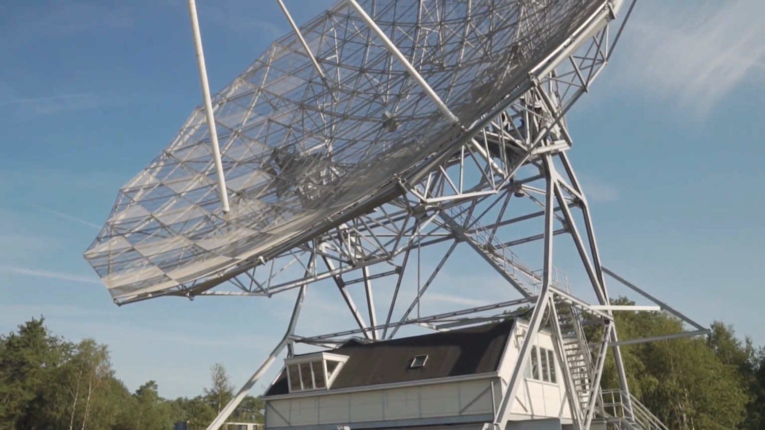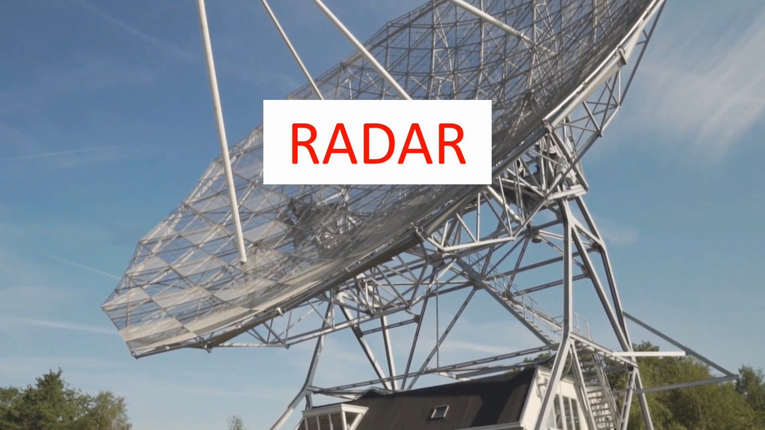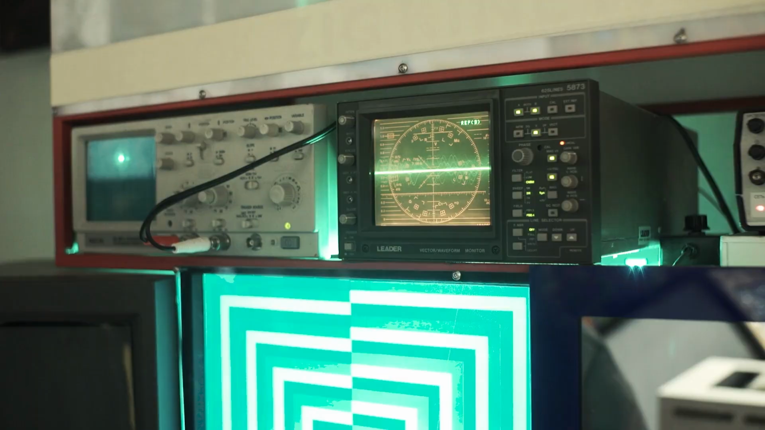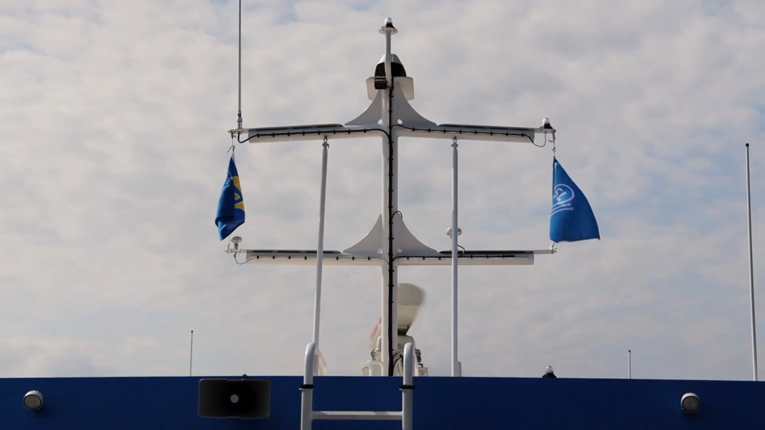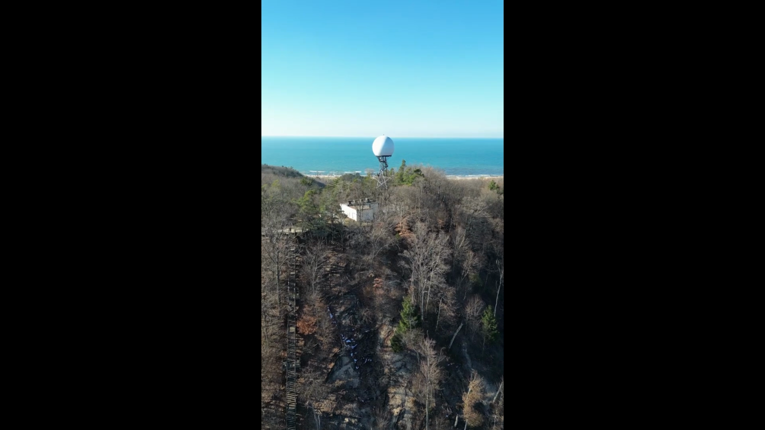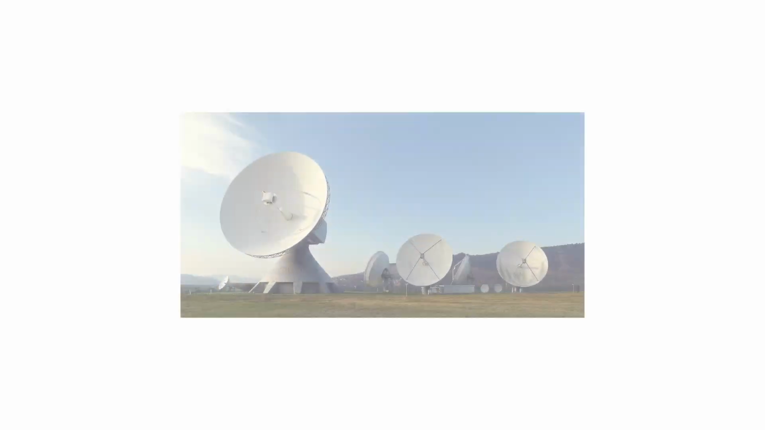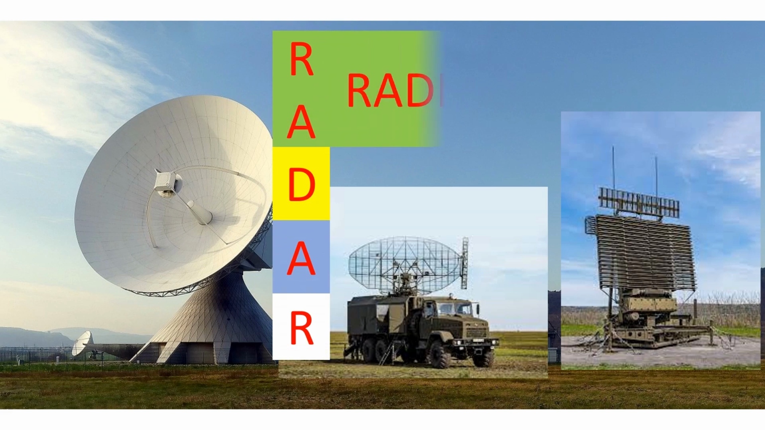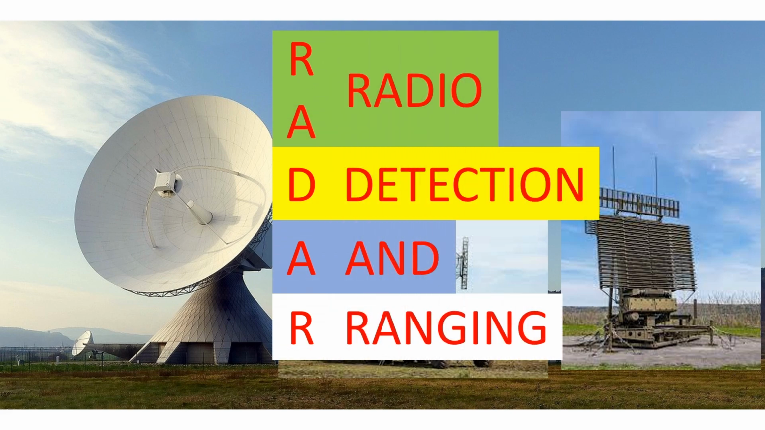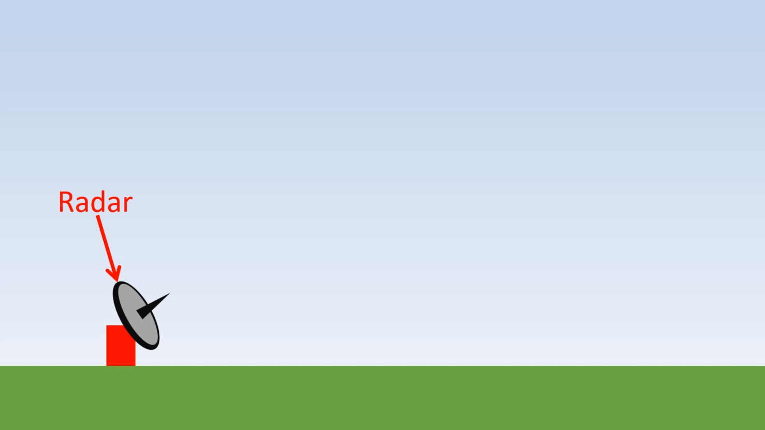In this video, we will discover the basic principles of radar systems. Radar is used to detect objects in the sky. It is used in many applications, such as military, air traffic control, marine, astronomy, weather mapping, and terrain mapping. Radar stands for radio detection and ranging. The main components of radar are the transmitter and receiver antennas.